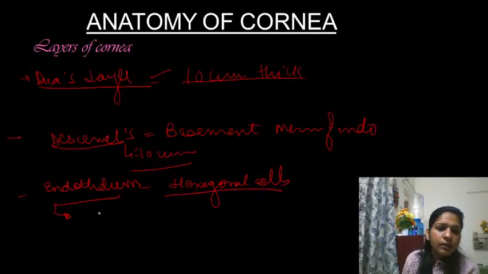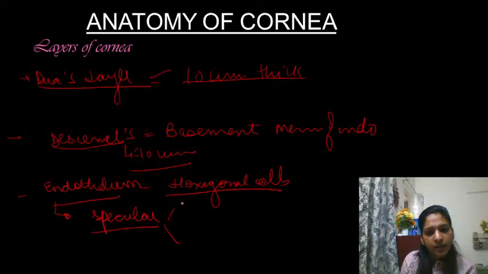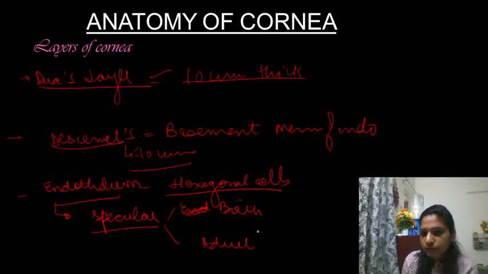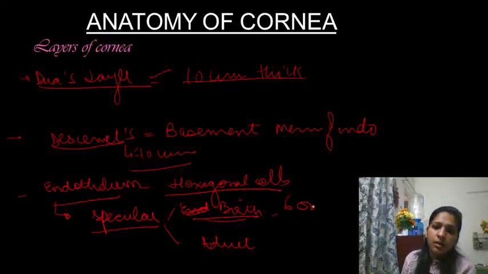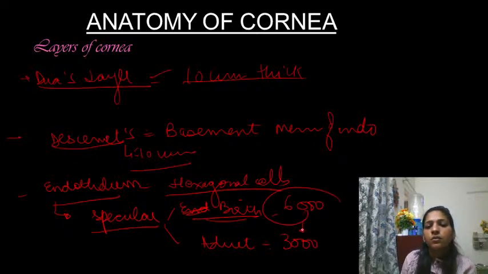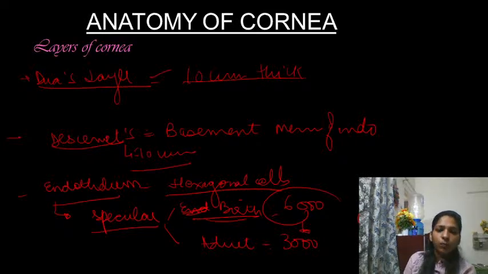Now I just want to know what is the specular count of endothelium at birth and in the adult age group. At birth it is around 6,000 and in adults it is only around 3,000. It keeps on decreasing, but the cornea is severely compromised if it is less than 500.